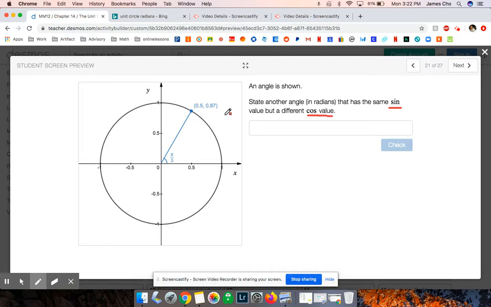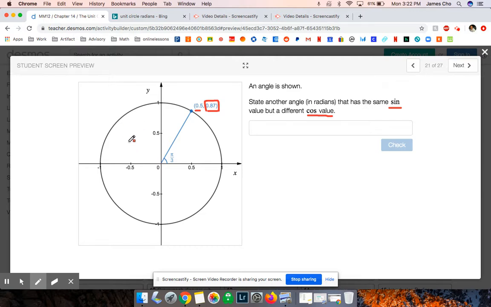So going back to what we learned earlier, we know that this is our cosine and this is our sine. In order for our sine to be the same, it has to be positive, right? Our y coordinate has to be positive, and the only way that can happen is if it's in quadrant 1 or quadrant 2. Quadrant 1's taken, so we're going to say that it's in quadrant 2. Okay, so it's got to be here.